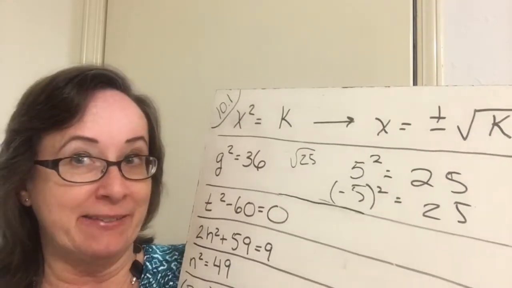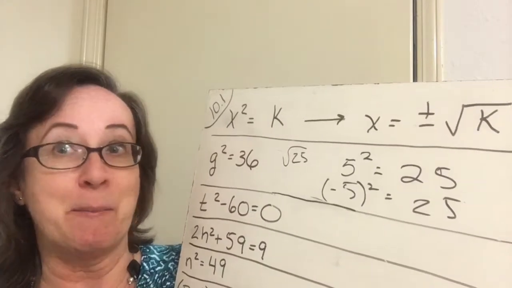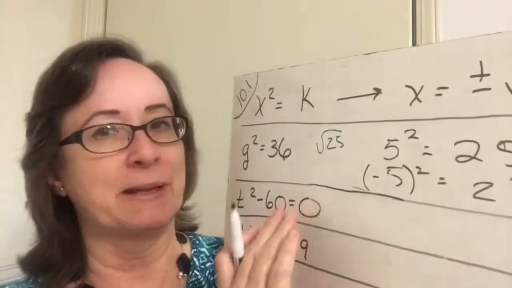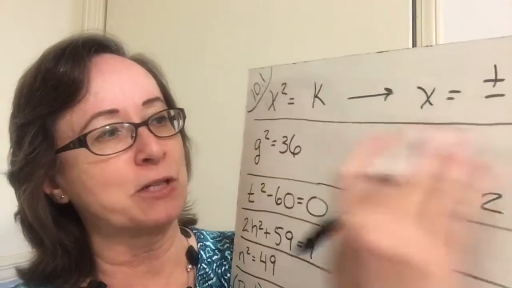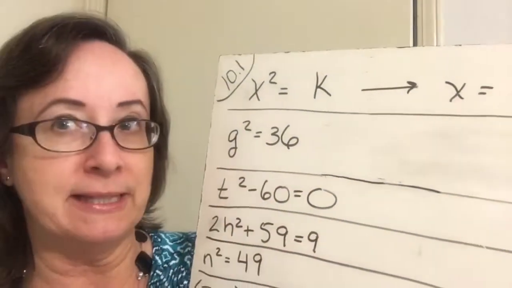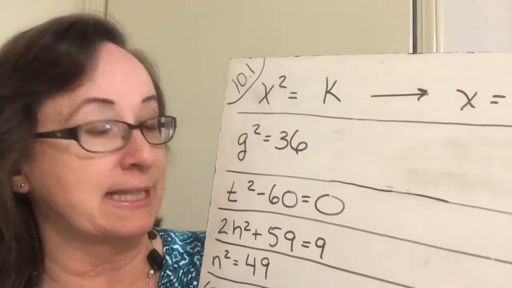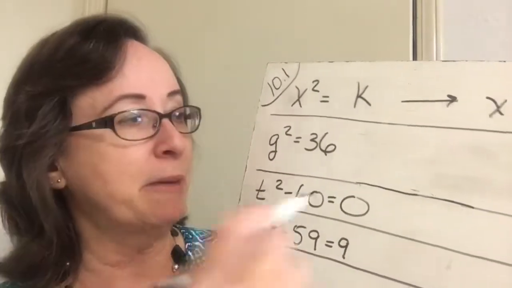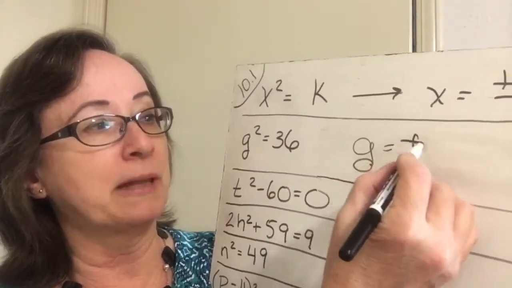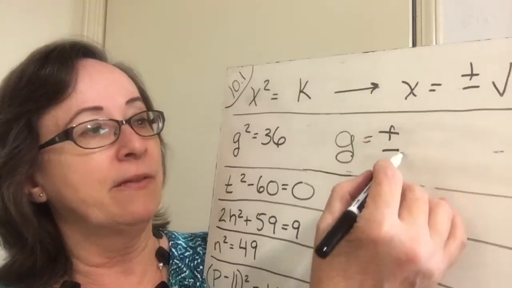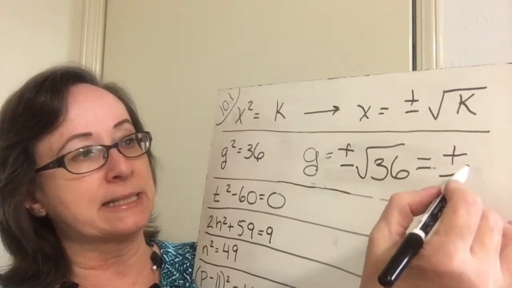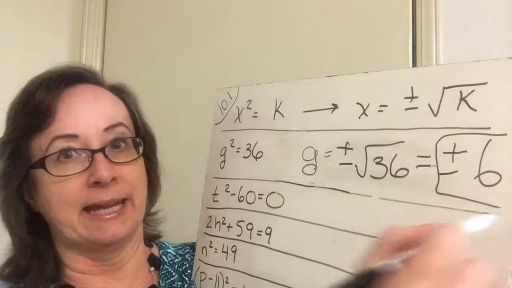A little bit later on in this lesson, we'll figure out how to make one side a perfect square. But that will be a little bit later. So I'm going to erase these and let's do our first problem. So we have g squared is equal to 36. So we know that the square root of 36 is 6, but using the square root property, I need to recall that plus or minus the square root of 36, which is plus or minus 6, will be the answer.